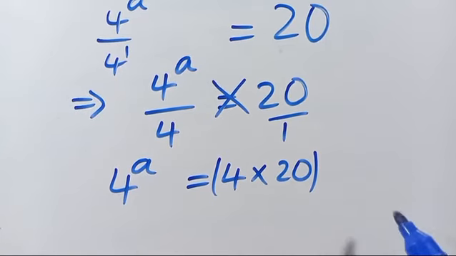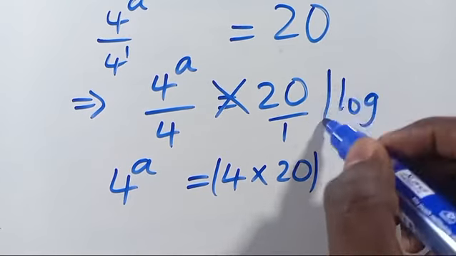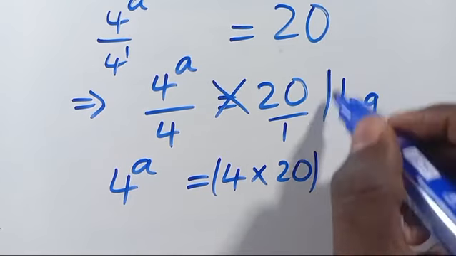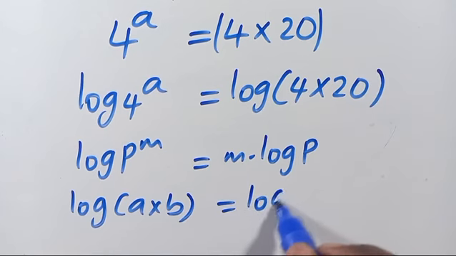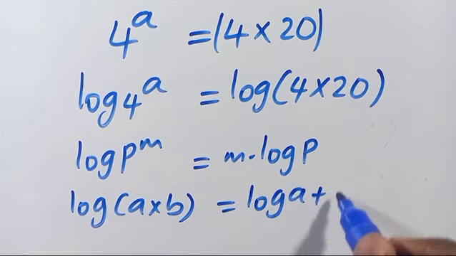Having known this, let us introduce log to both sides. When we introduce log to both sides of this expression, we have log of 4 to the power of a equals log of 4 times 20. Then recall that when we have log p to the power of m, this power m will come down as m multiplied by log p. And when we have log of a times b, this can be simplified as log a plus log b.